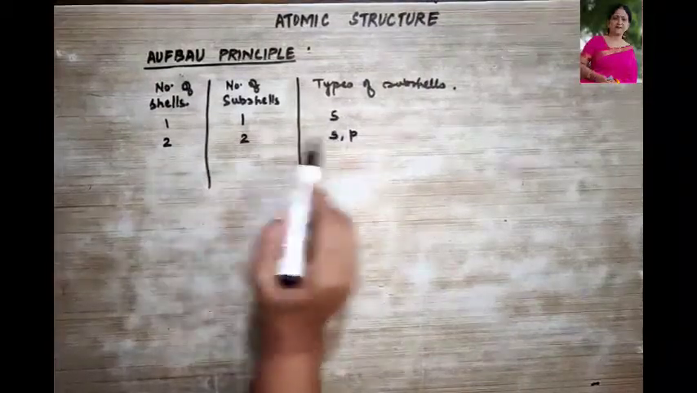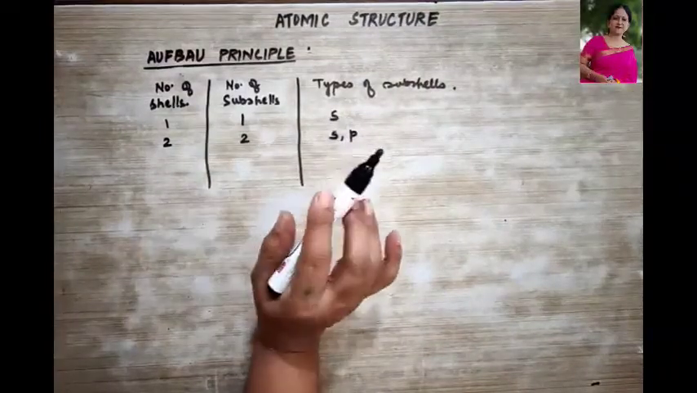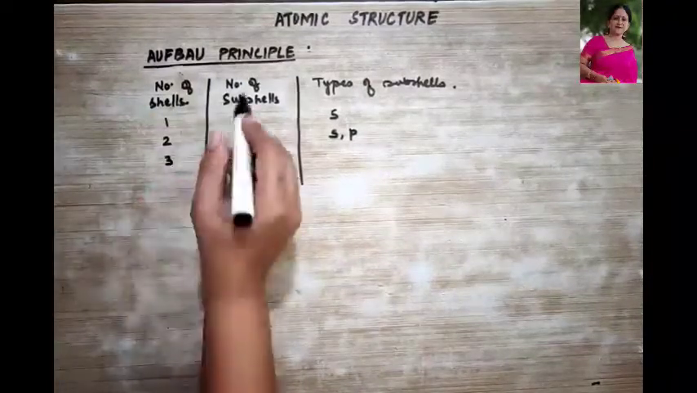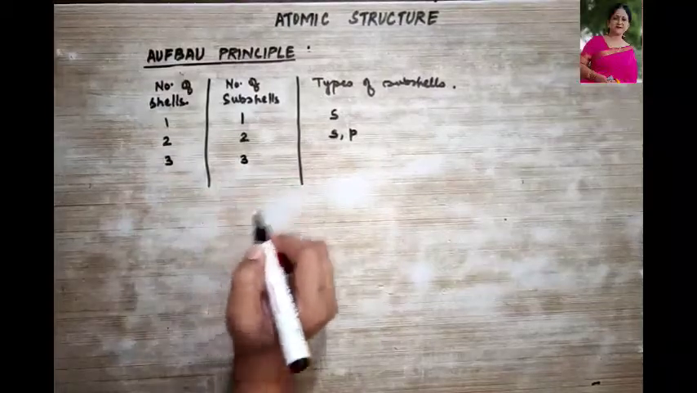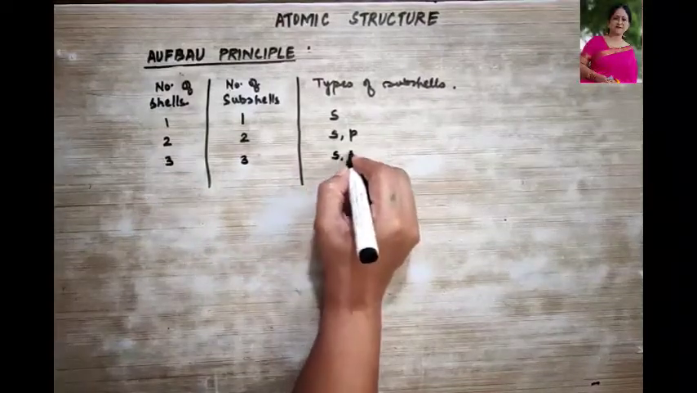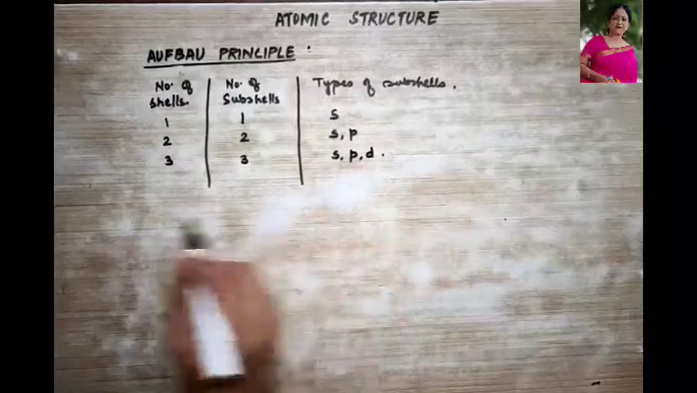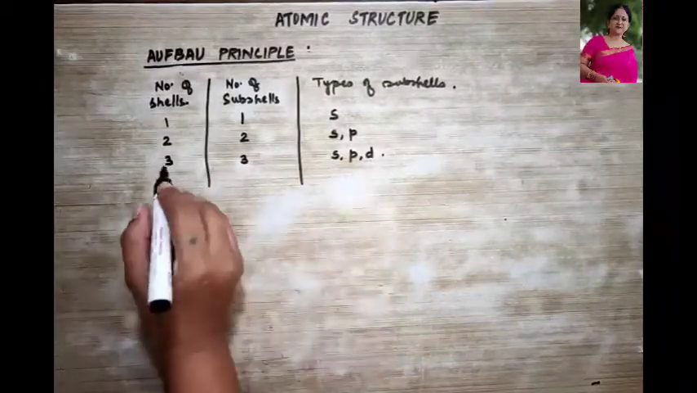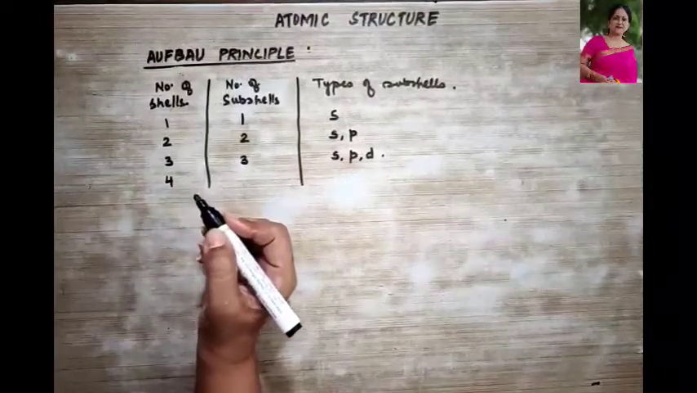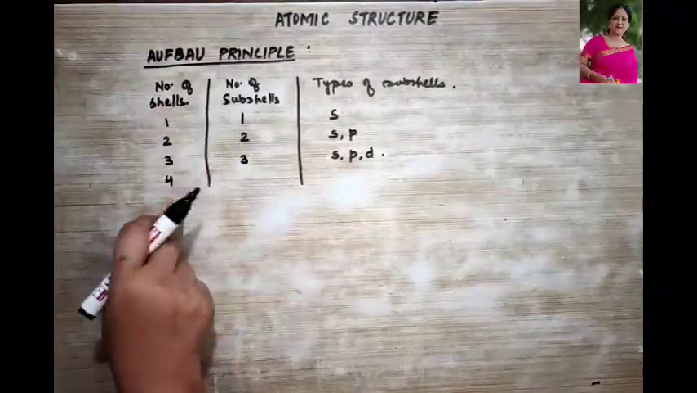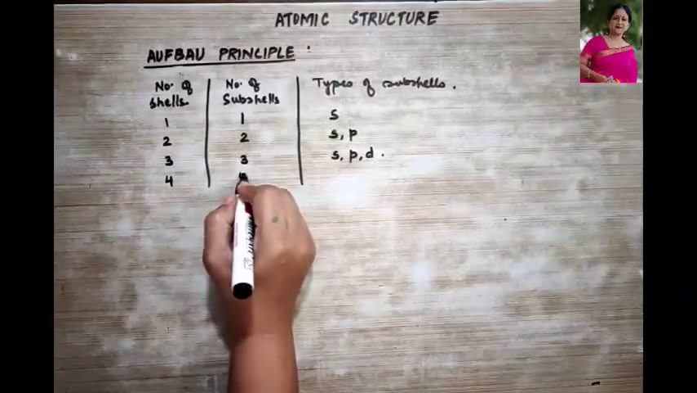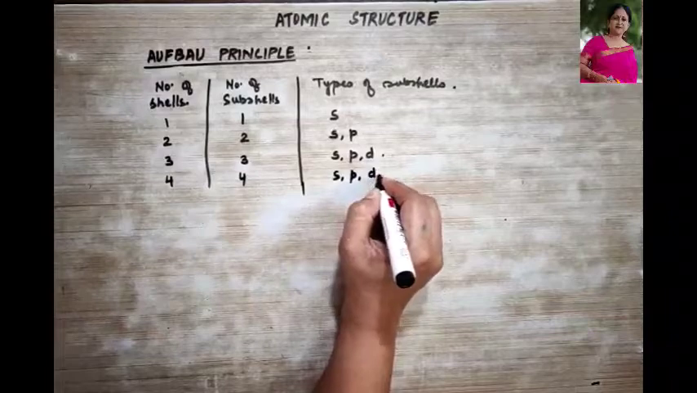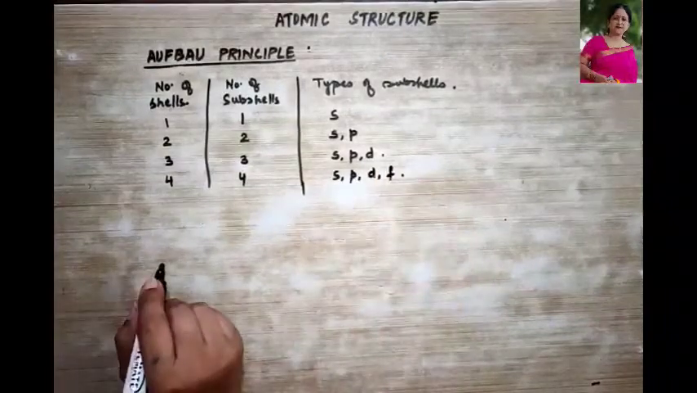Okay, so it is 1s, 2s, 2p. You getting it? Then coming to the third shell. How many subshells? 3 subshells. So what are those 3 subshells? S, P, D. So 3s, 3p, 3d. Okay. Then coming to the fourth shell. How many subshells? 4 subshells. What are those? S, P, D and F, right?